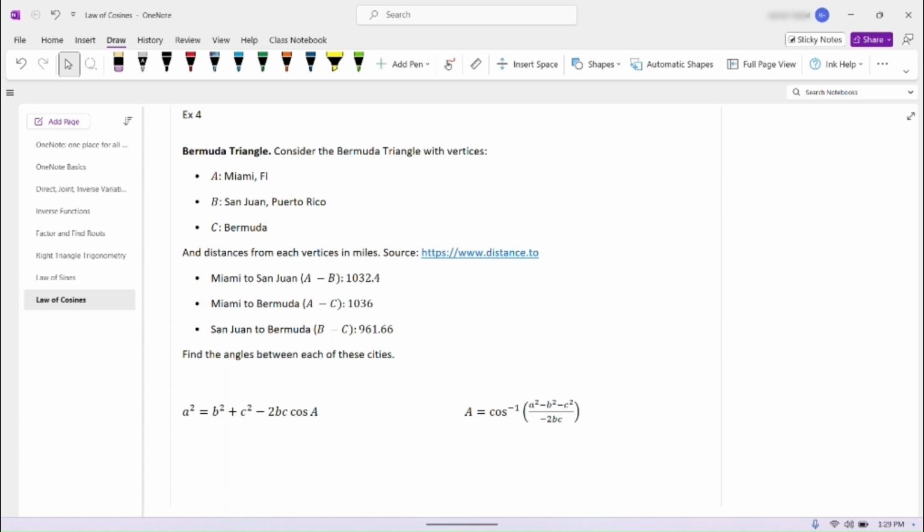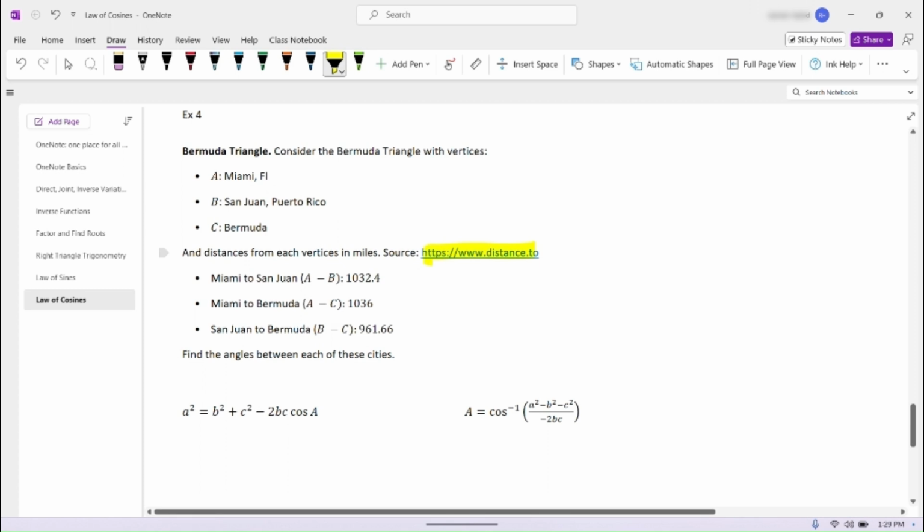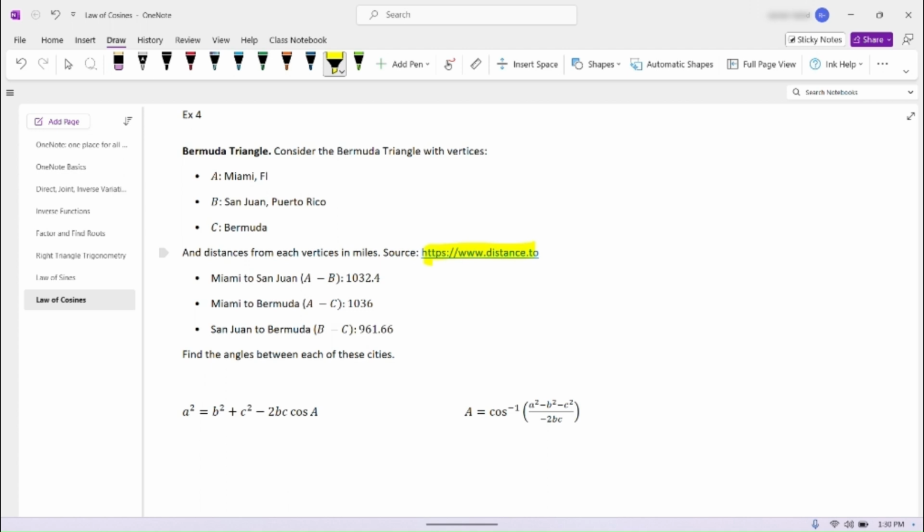And then the distances, I found this on this website. It's a good website. You can find other distances for other cities, or I believe it's for flights. But it's an exact or actual distance between any 2 points on the globe. So that distance from Miami to San Juan, A to B, is 1,032.4. It should say miles.